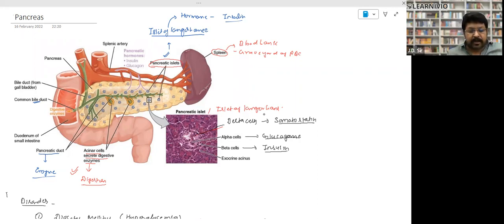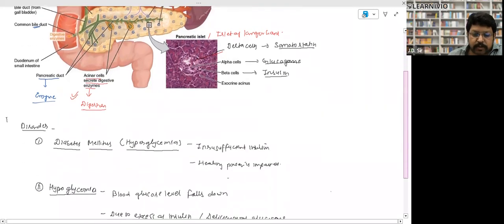They have three kinds of cells: delta cell, alpha cell, and beta cell. Delta cell secretes somatostatin. Alpha cell secretes glucagon. And beta cell secretes insulin, right? And acinar cells are responsible for the digestive system, right? So basically, the islets of Langerhans secrete somatostatin, glucagon, and insulin. So these are the three hormones which are secreted by this gland. Right.